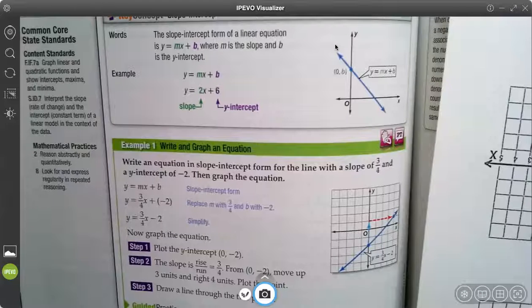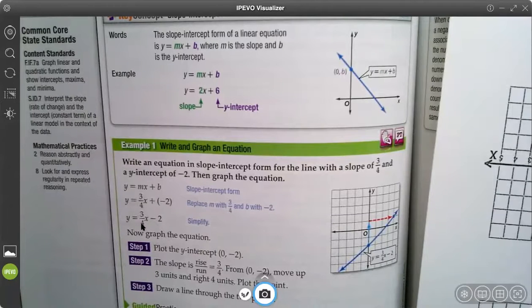This is video 2 on graphing equations using slope-intercept form. The slope-intercept form of a linear equation, linear means straight line, is y equals mx plus b. M is your slope, that's what comes before the x. B is your y-intercept, that's what goes after the x. At the bottom of the screen are the 3 steps to doing this.